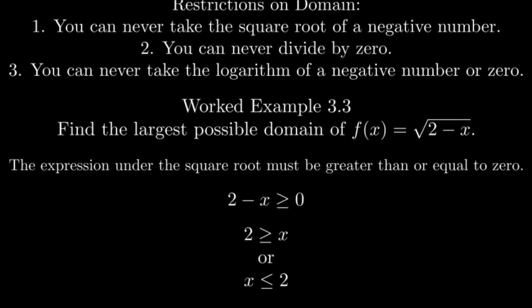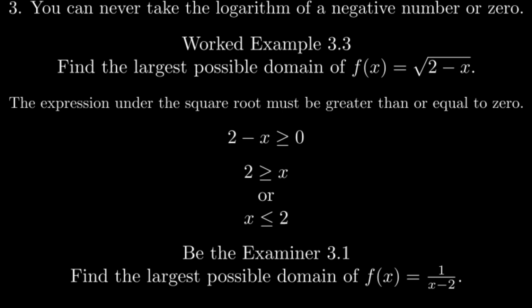Let's try an example with our second rule. Consider the function f of x equals 1 over the quantity x minus 2. What's the potential problem here? The problem is division. We can never divide by 0. So we need to find any x values that would make the denominator x minus 2 equal to 0.